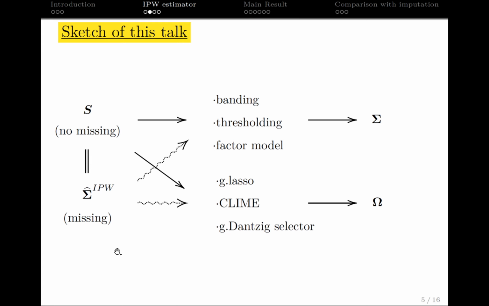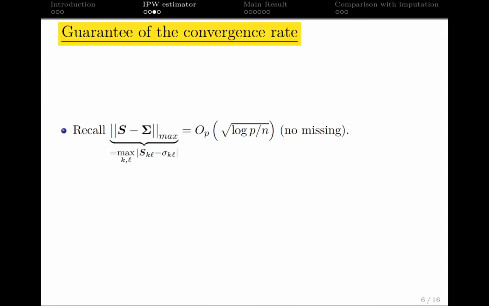So now our question is, does the IPW estimator satisfy good properties of the sample covariance matrix? One of the good properties that the sample covariance matrix satisfies is that it has the convergence rate of square root of log p over n in terms of element-wise maximum norm. So our question is, what is the rate of the IPW estimator?